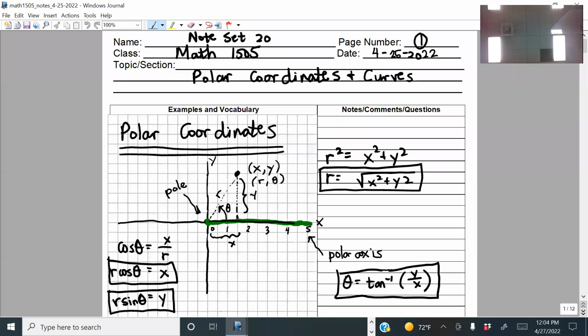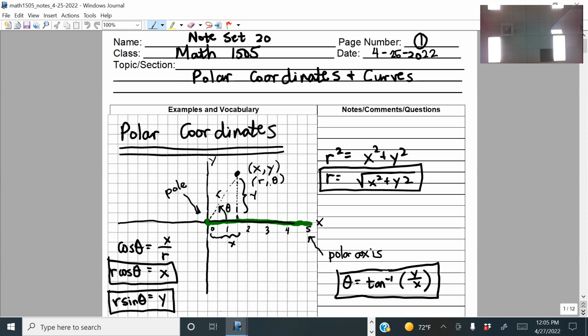Now, what about going from rectangular coordinates to polar coordinates? So suppose I give you a point in rectangular coordinates and I ask you, okay, what's the polar coordinates for that point? How could you figure that out?